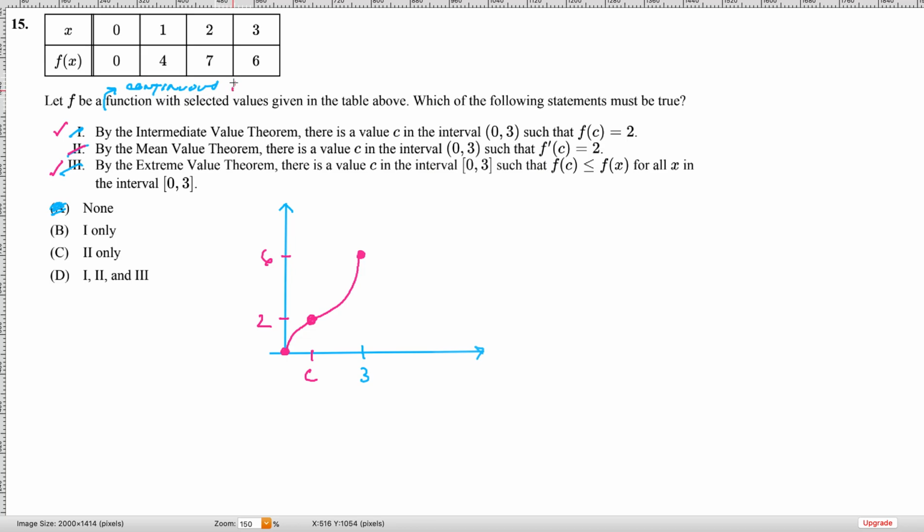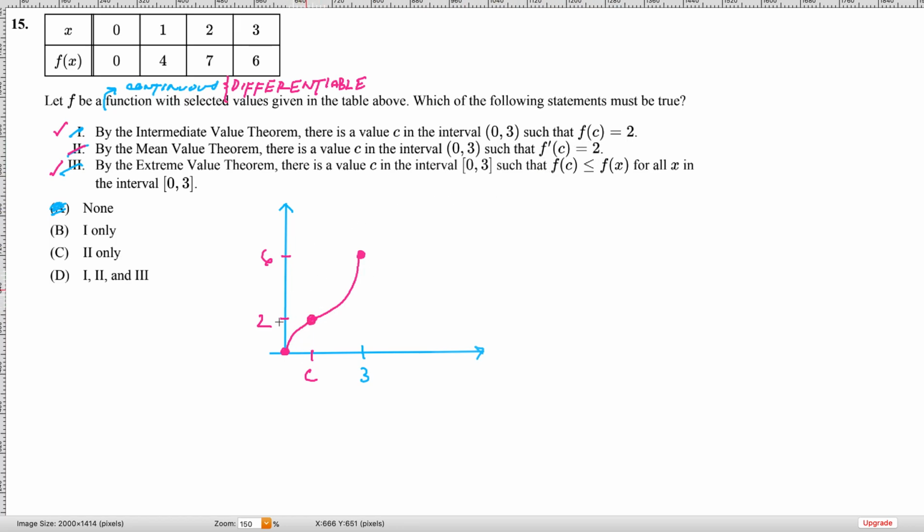Now let's say we had continuous and differentiable. Now let's see what we could get. Well, we'll definitely be able to guarantee 1 and 3, but now the question is, would we be able to guarantee 2? We definitely have 1 and 3 because it's continuous. Now, if I add this differentiability aspect, if it's differentiable and continuous everywhere, let's see if the mean value theorem guarantees that there's some f prime of c equal to 2.